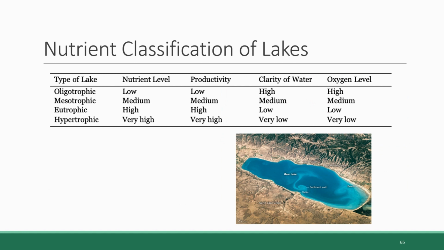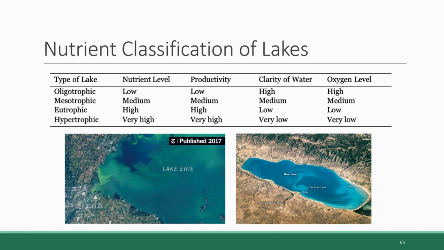But getting back to the table for just a moment, the next category is mesotrophic, which has medium levels of nutrients, therefore medium productivity, medium clarity of water, and medium oxygen levels. And then you get into eutrophic lakes, which have high nutrients and high productivity. But as a result, there is low clarity and low oxygen. So you can see this trend where the higher the nutrient level, the higher the growth of microbes and algae in the lake, the lower the clarity of the water, and the lower the available oxygen level.